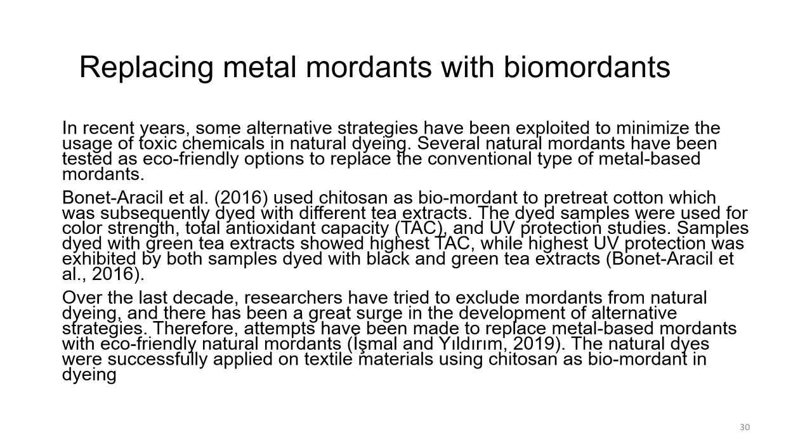Bonnet, Erasel et al. in 2016 used chitosan as biomordant to pretreat cotton, which was subsequently dyed with different tree extracts. They dyed samples and tried to analyze the color strength, total antioxidant capacity, and UV protection. The sample dyed with green tea extract showed the highest total antioxidant capacity, while the highest UV protection was exhibited by both samples dyed with black and green tea extract.